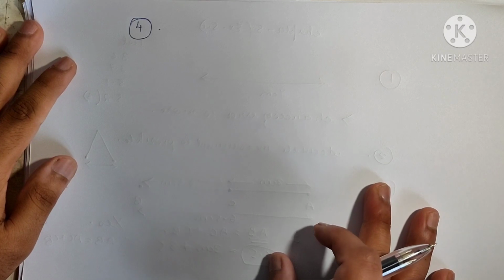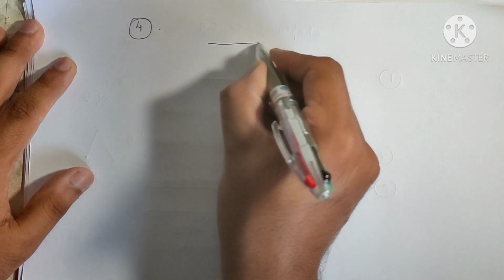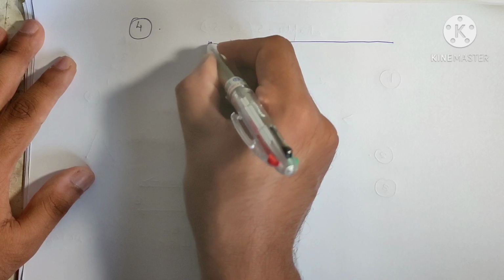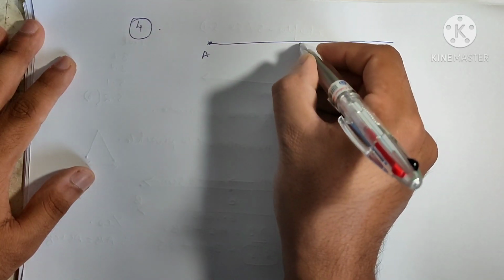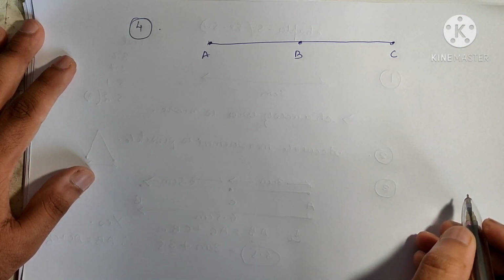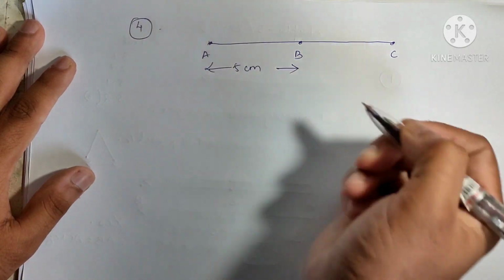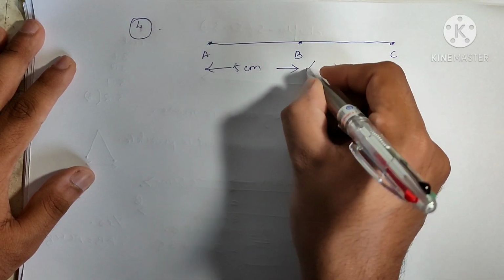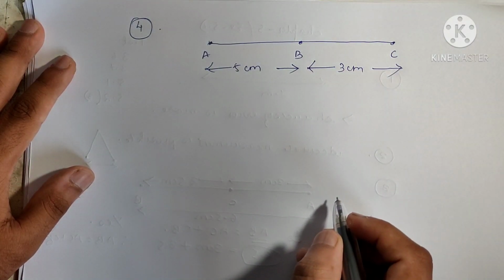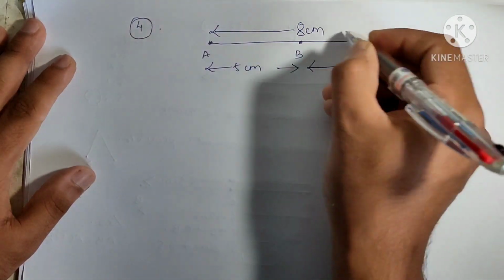So number 4, if A, B and C are 3 points in a line, what is the question saying? A line is there, and it is saying A, B and C are there in the line, wherever it is. Let this be B, and let us take this as C, such that AB equals 5 centimeter. It is given in the question, and BC equals 3 centimeter, and AC equals 8 centimeter. The total length also is given, 8 centimeter.